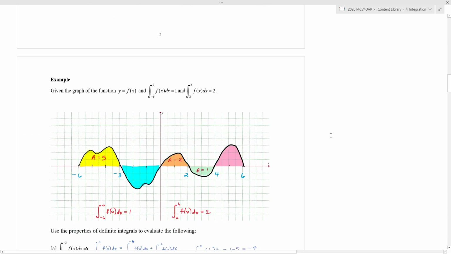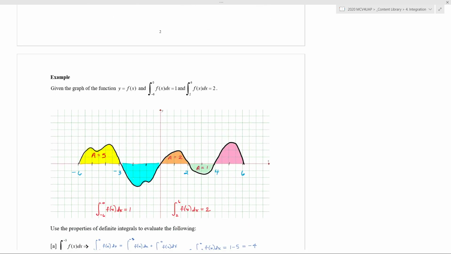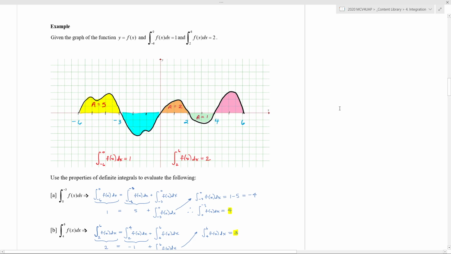So I'll take you through a bunch of examples that you would typically see on the AP exam that will require you to use these properties of definite integrals. So the first one, you are given the graph, and you're also given that the area under the curve, the yellow shaded region has an area of 5. That orangey shaded region has an area of 2, and that green shaded region has an area of 1.